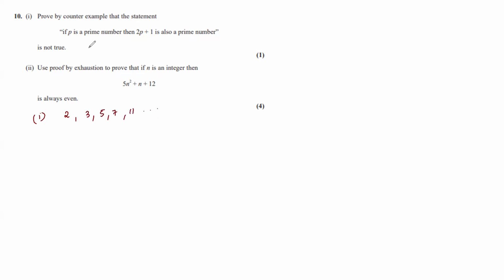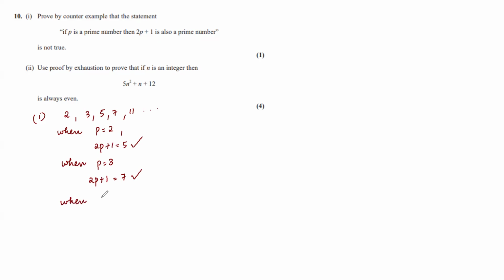It goes. If p is a prime number, so when p is equal to 2, what will be my 2p plus 1? That is 2 into 2 is 4, 4 plus 1 is 5. So that satisfies the condition. 5 is also a prime number. When p is equal to 3, what happens to 2p plus 1? 2 into 3 is 6, 6 plus 1 is 7. 7 is also a prime number.